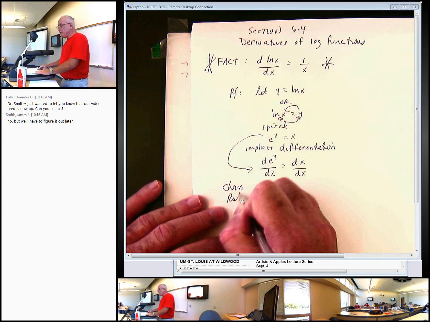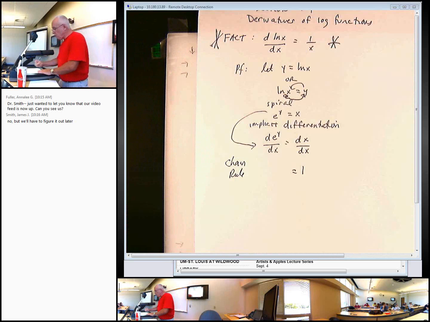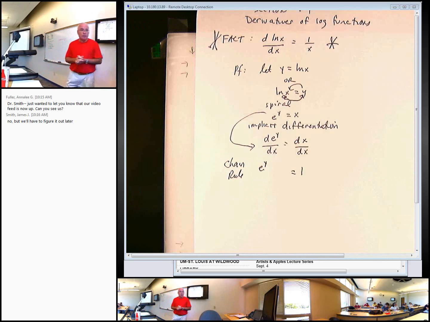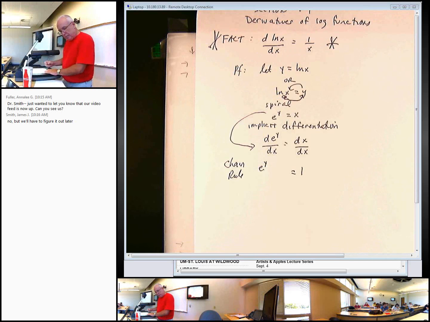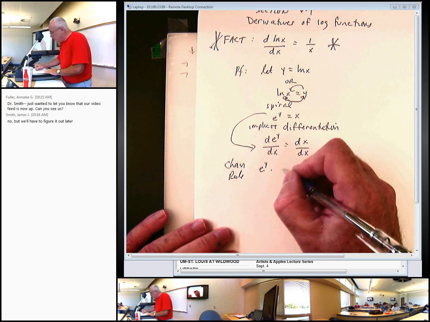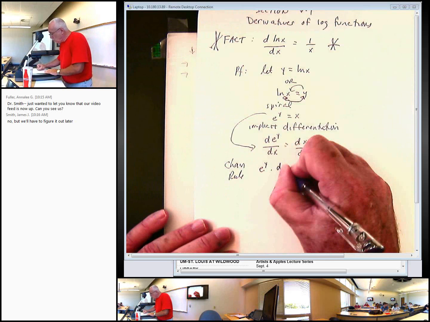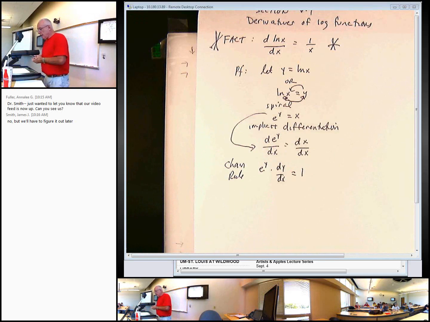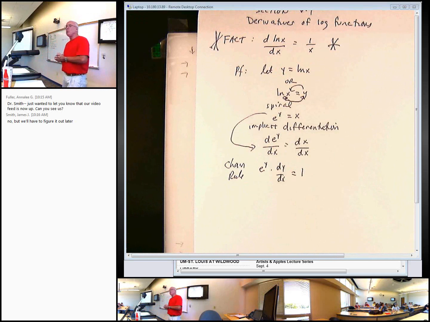The derivative of the exponent function, first of all, equals itself. So we have e to the y. But then in turn, we have to use the chain rule times the derivative of that exponent, y, with respect to x. Chain rule. All right. So we have e to the y times the derivative of y equals 1.